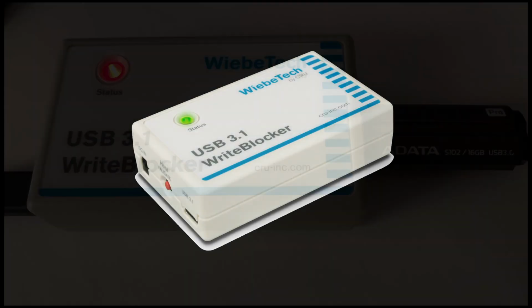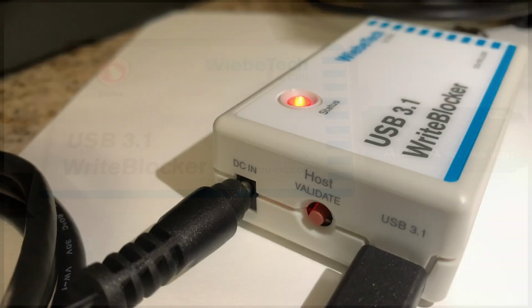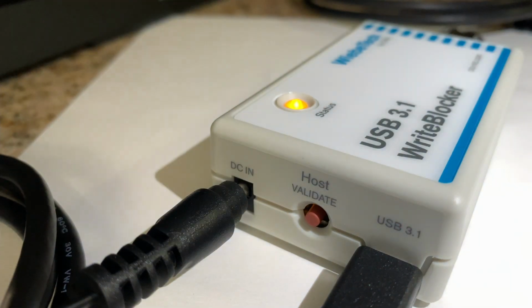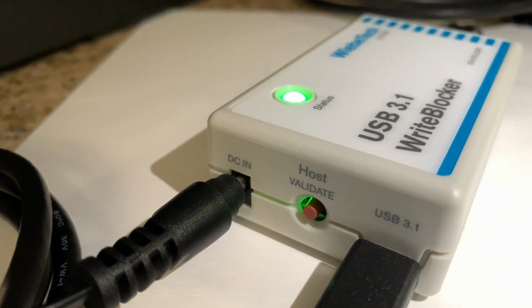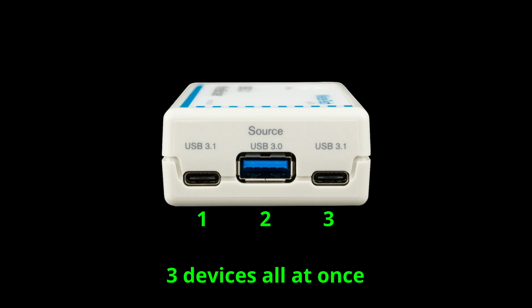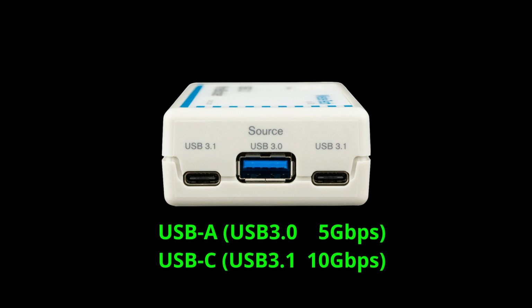Some positives. This write blocker is a relatively small form factor, and it is also relatively easy to operate as long as you have the driver loaded on your forensic machine and then just hit the validate button, then it's just plug and play. You can connect up to 3 USB devices. A lot of other write blockers only take one device at a time, so this is actually quite nice. You get 2 USB-Cs and 1 USB-A. The USB-Cs support 3.1 devices, which is theoretically twice as fast as the 3.0 devices.